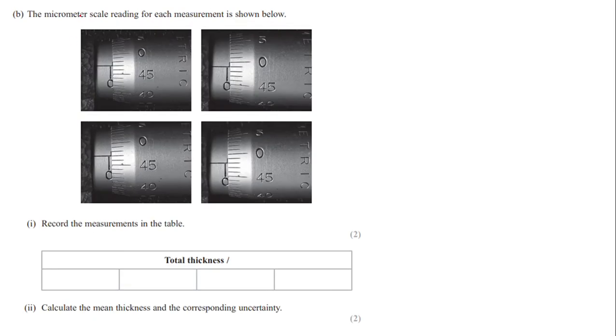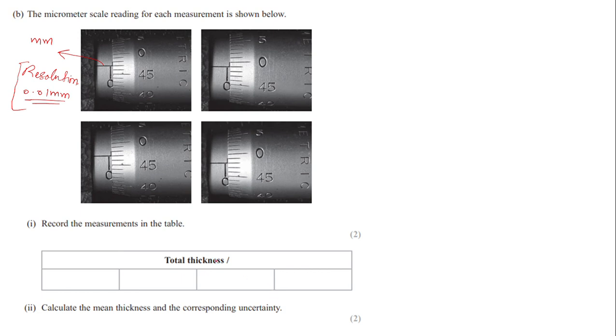The micrometer scale reading for each measurement is shown below. For the pictures, record the measurement in the table. Remember, this is the micrometer screw gauge, and the reading on the main scale is generally shown in millimeter. The resolution, or least count, of the micrometer screw gauge is 0.01 millimeter. The smallest measurement is called resolution. These two things are important when you do measurement from a micrometer screw gauge.